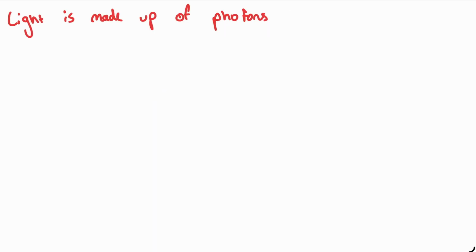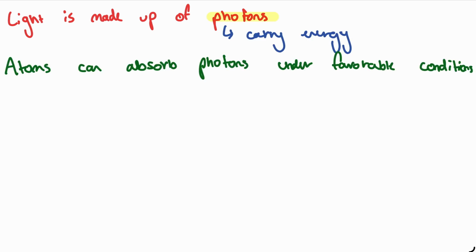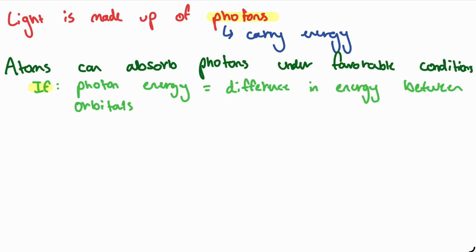So again, light is made up of photons, and photons carry energy. If the conditions for absorption are favorable, then an atom can absorb a photon. For this absorption to happen, the energy of the photon must equal the difference in energy between two electron orbitals.